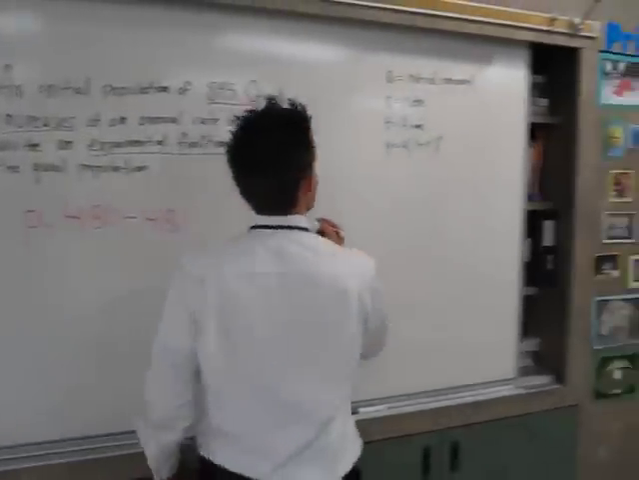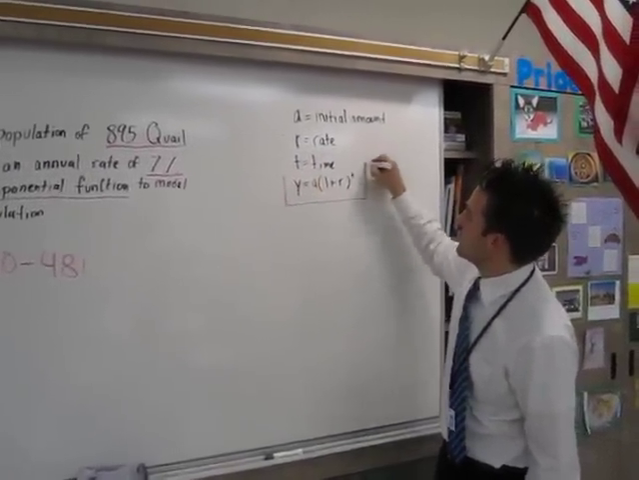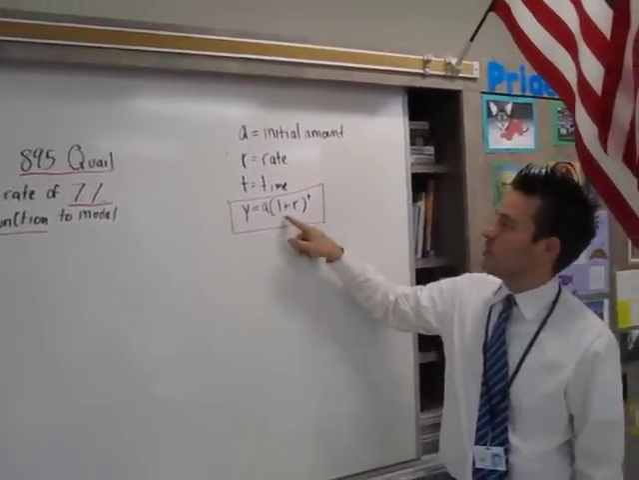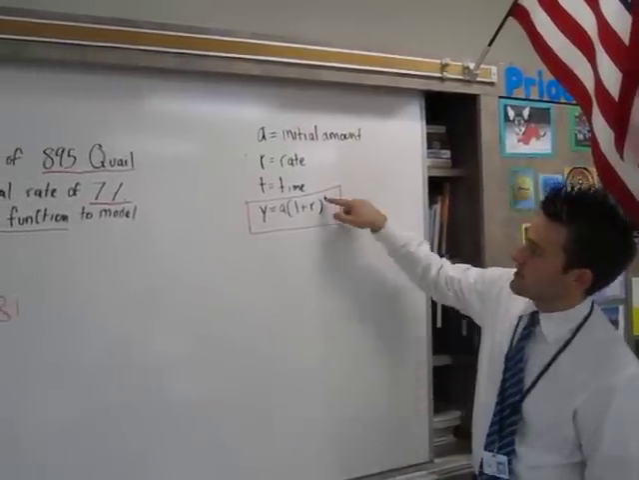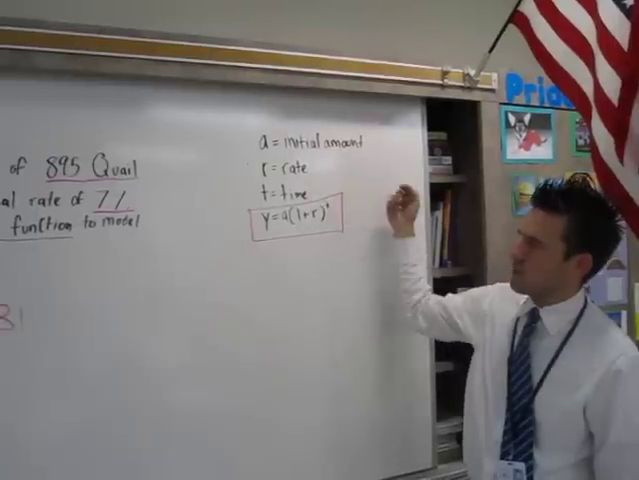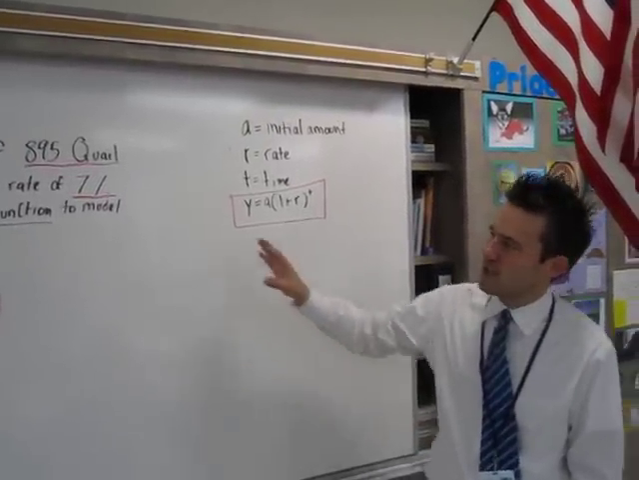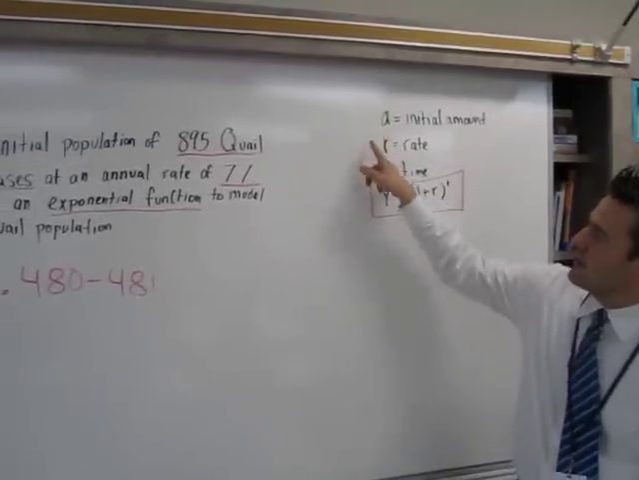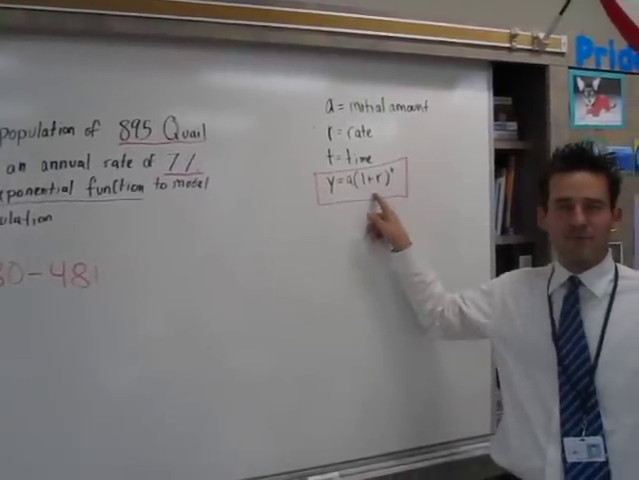On those pages, they give you the general form of an exponential growth model. y equals a times (1 plus r) raised to the t power. Now in this formula, a is the initial amount, r is the rate, and t is time. So what you need to do is look back at the original problem, try to figure out what a, r, and t are, and plug them into the formula.